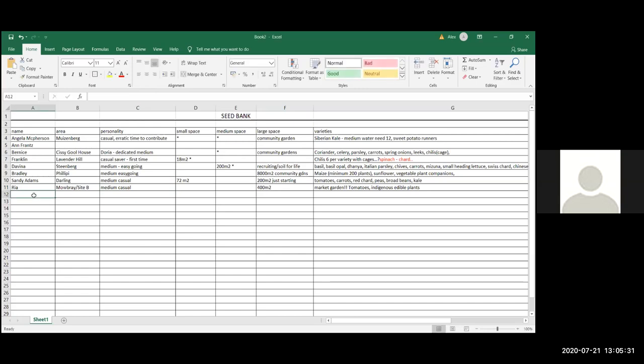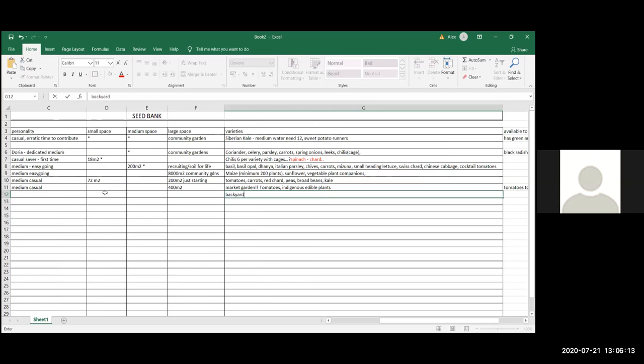Can you tell us where you are and your seed saving personality? Can you hear me? Yeah. This is my first workshop meeting. So I live in Strand. And what size garden are you working on in September? I'm working on my backyard garden. You got any idea of the dimensions? No, it's small. Have you saved any seed at all prior to this?